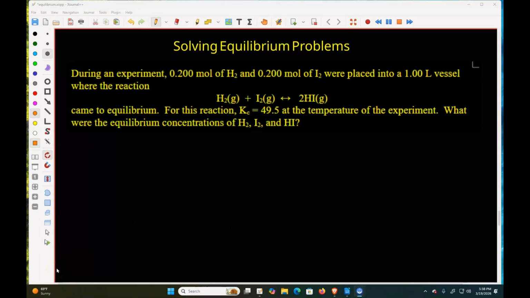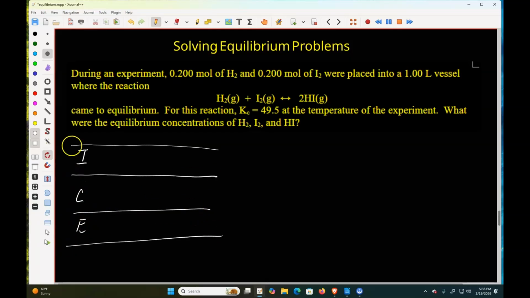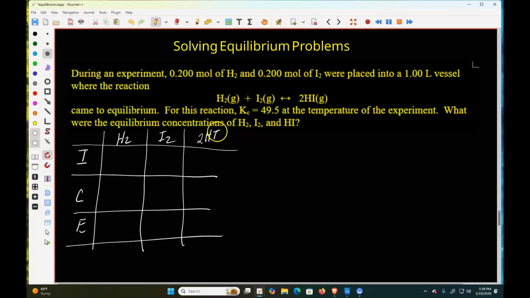Okay, another ICE box. I have hydrogen and iodine forming hydrogen iodide. Initially, I have 0.20, 0.20, none here. I know that my Kc value is 49.5. Okay, I'm going to be losing X, and I'm gaining 2X.